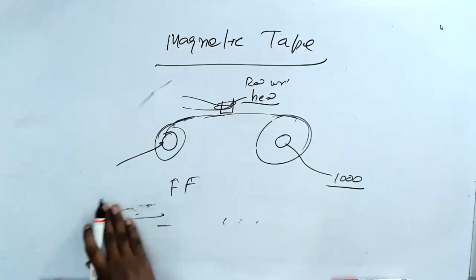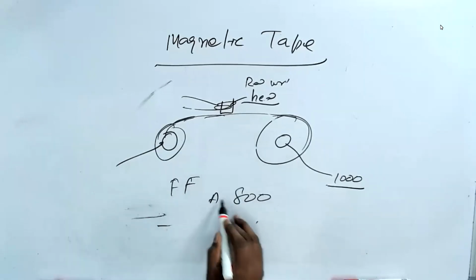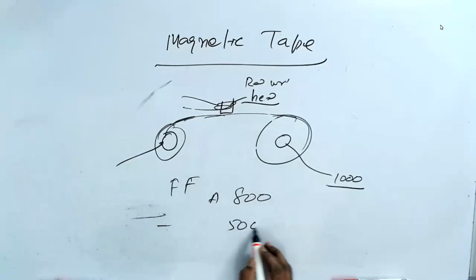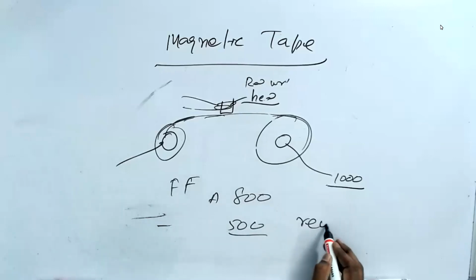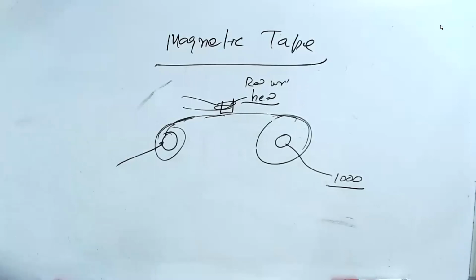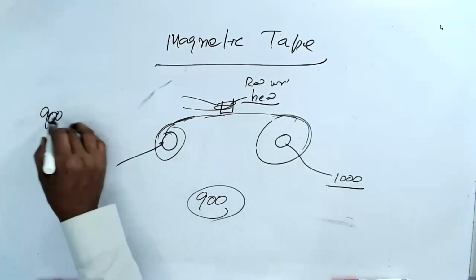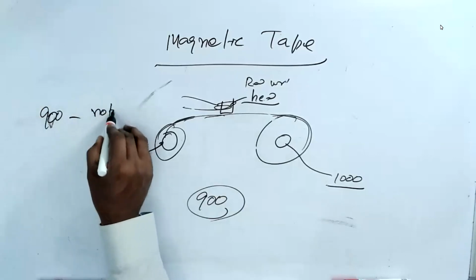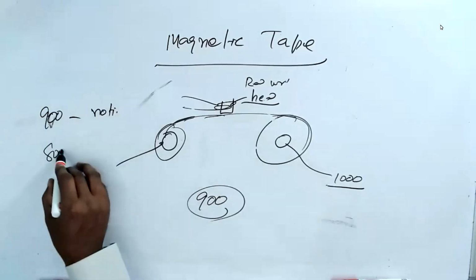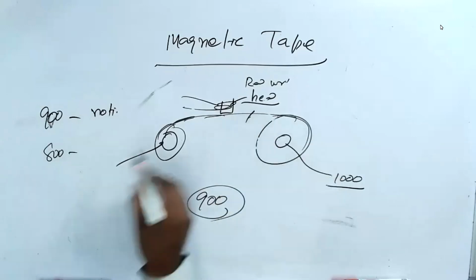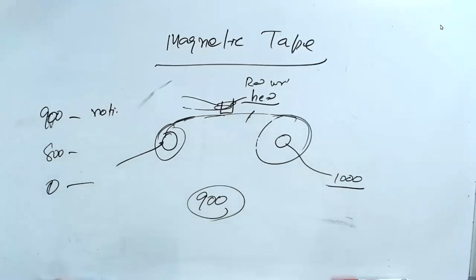Let us say I'm at 800 and I want to read from 500. Then I have to rewind. But if I ask you one question, I want to go to 900, how much time will it take? Nobody can tell you, because if I'm at 900 itself, it will take no time. If I'm at 800, it will take some time. If I'm at 0, it will take a very long time. You understand? I have to tell you where I am, then we can tell you how much time it will take.